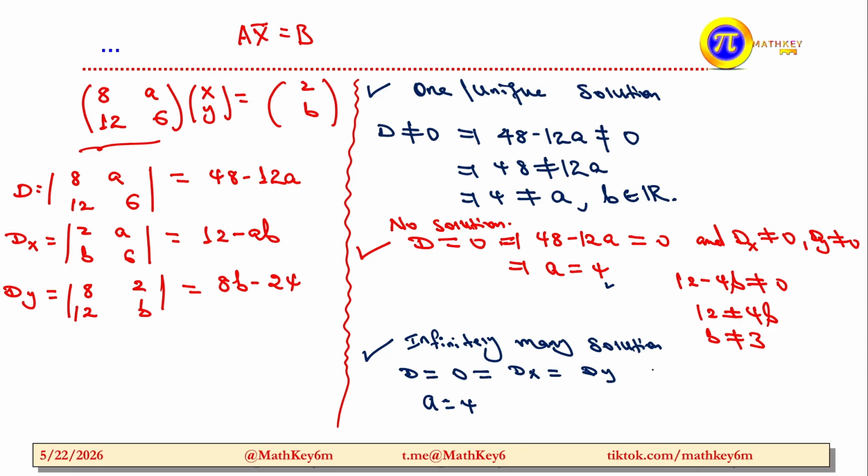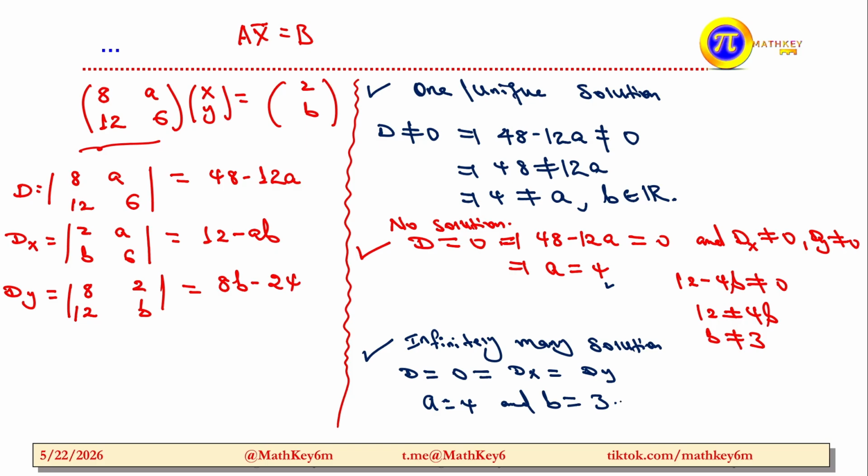At the same time, dx is equal to 0 when b is equal to 3. At this time, the system of linear equations that we have, expressed in the form of 8, 12, a and 6 times x, y is equal to b, has infinitely many solutions for this case.